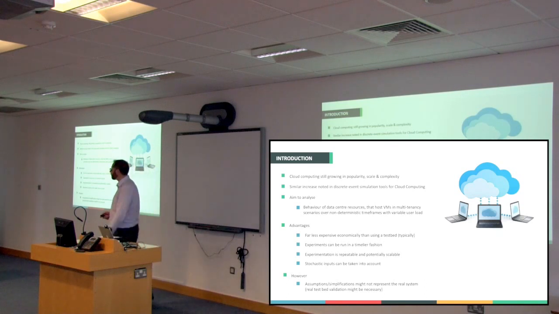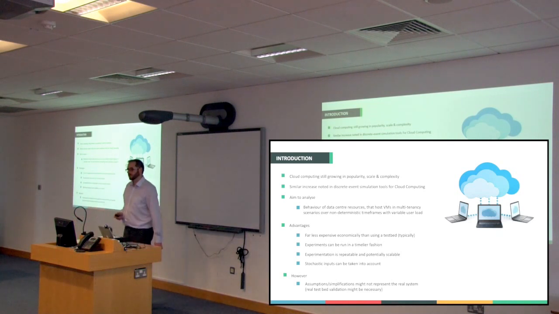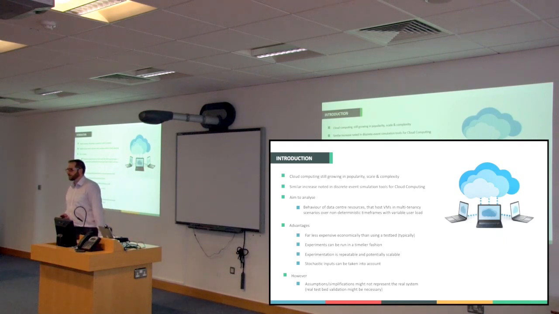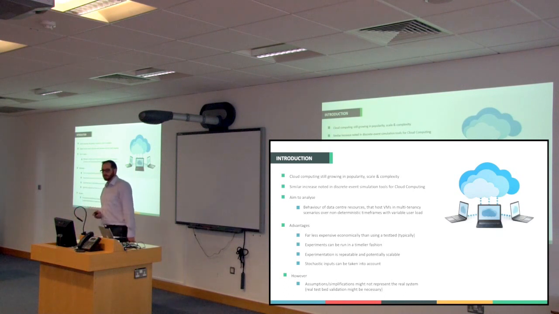Okay, so cloud computing is still growing in popularity, in scale and complexity, as we all know. And there's a similar increase noted in discrete and simulation tools for cloud computing. Since about 2009, there's been an increase in the usage of discrete and simulation to support modeling and simulation in the cloud. These tools aim to analyze the behavior of data center resources and VMs running in data centers with very low user load or very low workloads.